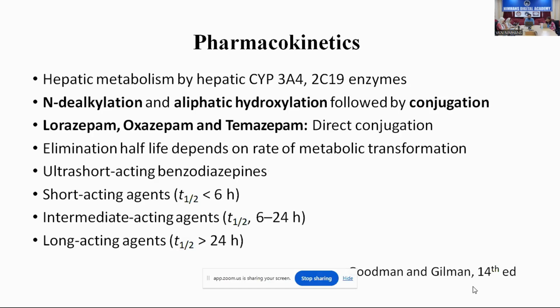They don't have to go through the phase 1 reaction, and that's why they are easy on the liver. So people who have compensated liver cirrhosis or other liver pathology, alcohol related hepatitis or alcohol related decompensated liver cirrhosis, these are the drugs that can be chosen for that.